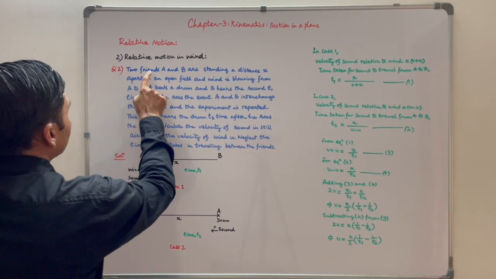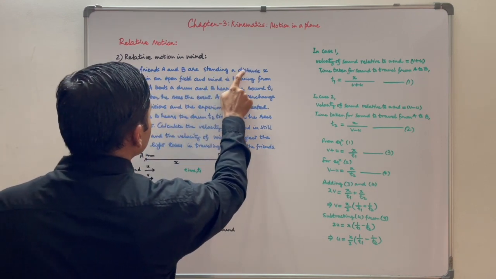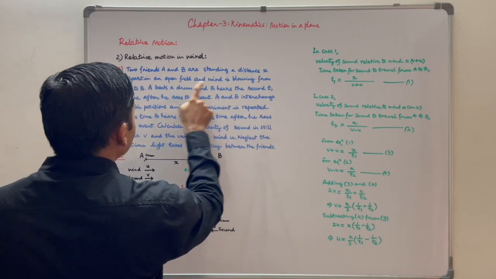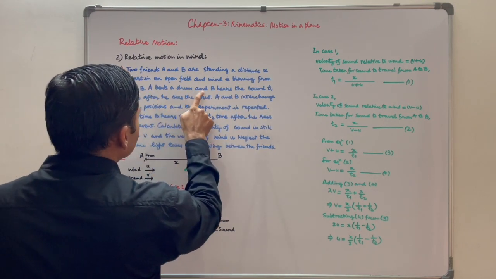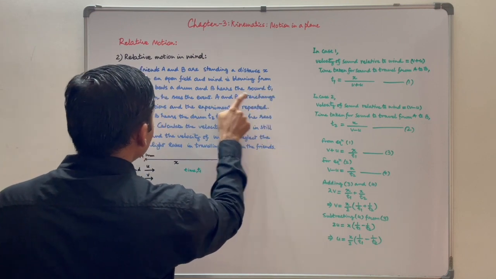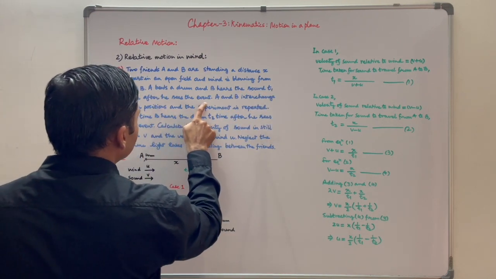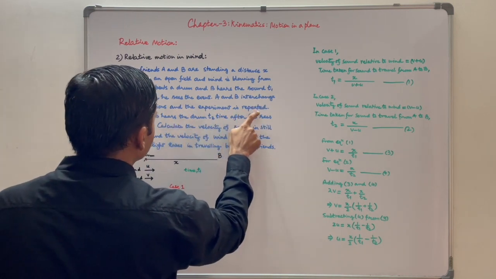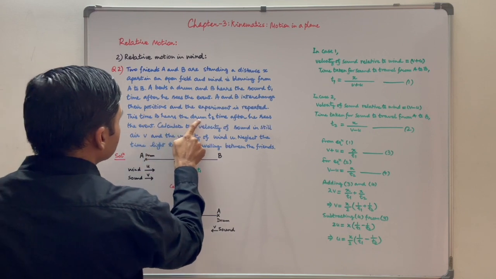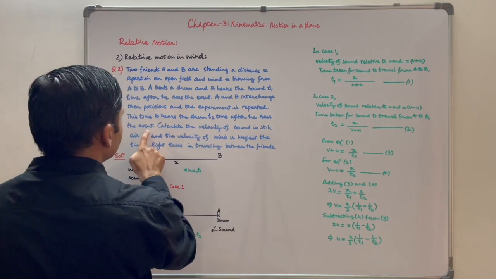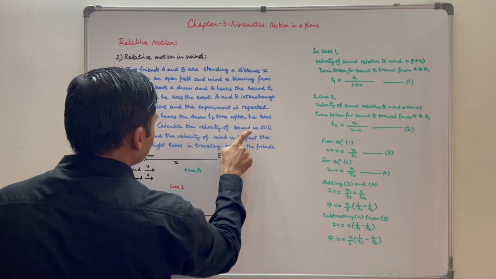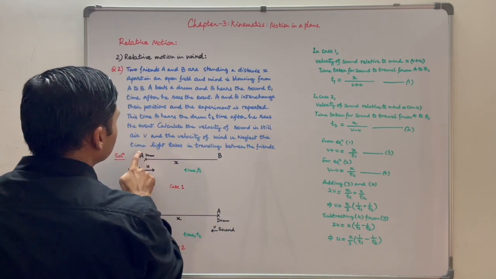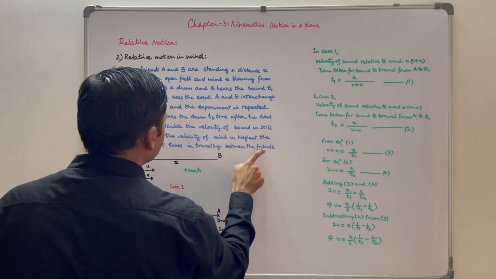Second question, two friends A and B are standing a distance x apart in an open field and wind is blowing from A to B. A beats a drum and B hears the sound T1 time after he sees the event. A and B interchange their positions and the experiment is repeated. This time, B hears the drum T2 time after he sees the event. Calculate the velocity of sound in still air V and the velocity of wind U. Neglect the time light takes in traveling between the friends.